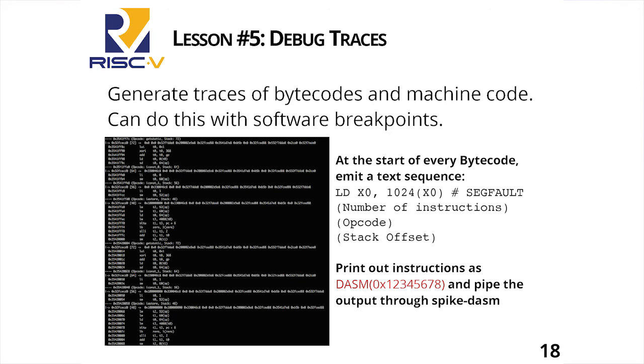One trick here, which is very useful, is that you don't need to write your own RISC-V disassembler. Instead, you can just print DASM followed by a hex representation of your instruction, and then pipe this through the Spike DASM program, which comes with the ISA simulator for RISC-V. And then you just get a nice disassembled output, which is really, really helpful for debugging.